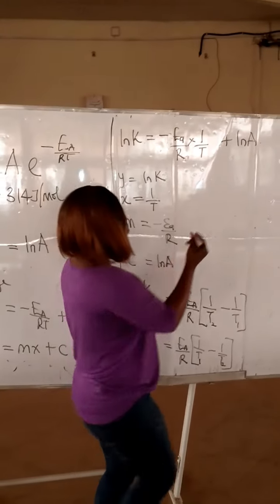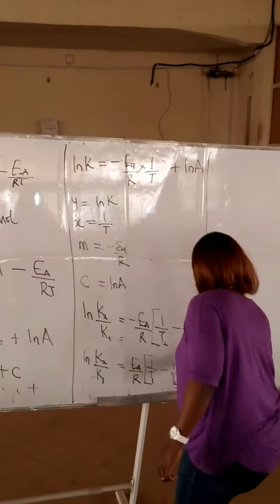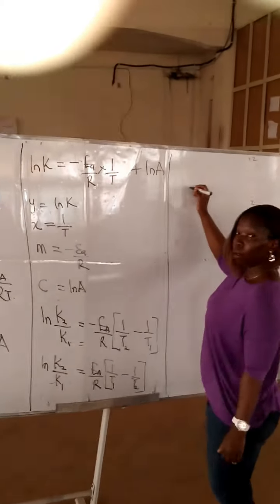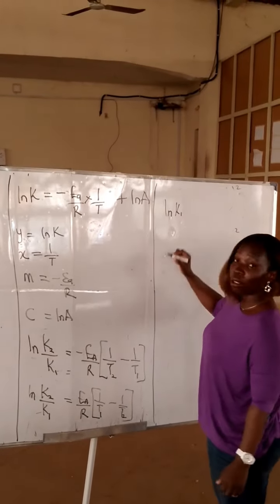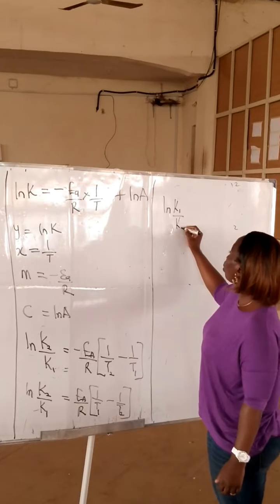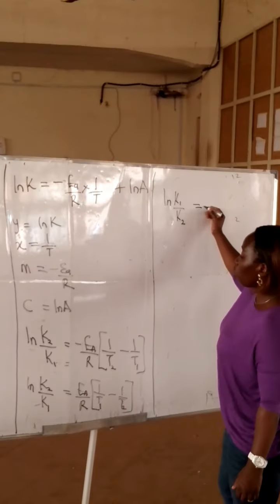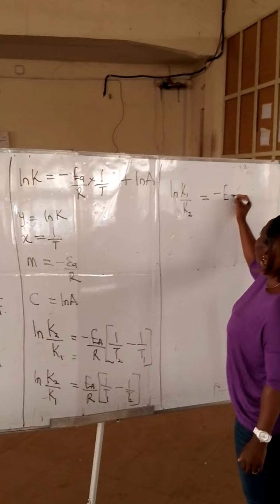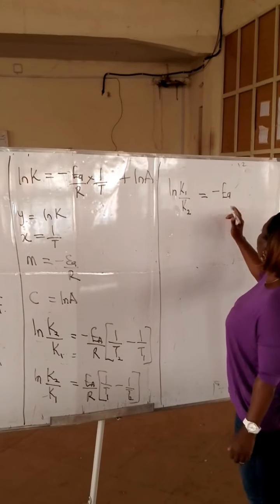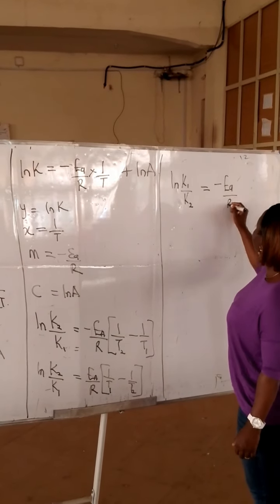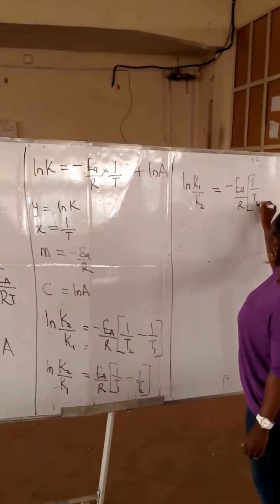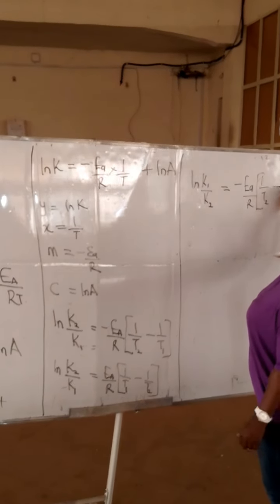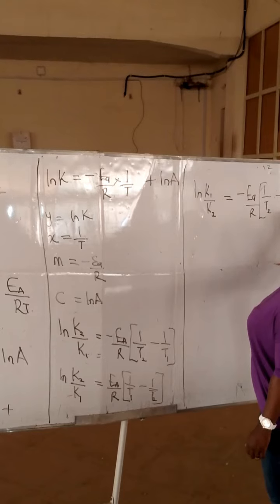It can also be rearranged as ln k1 over k2 equals minus Ea over R into bracket 1 over T2 minus 1 over T1.